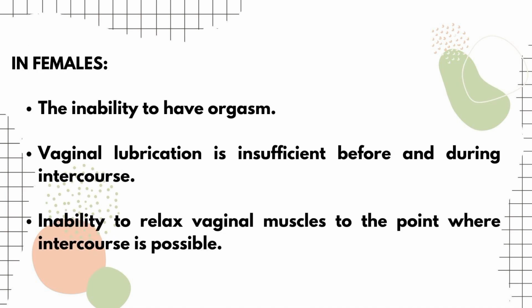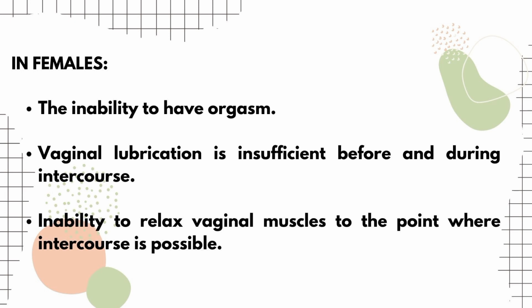In females, the inability to have orgasms is also called anorgasmia, which means the difficulty of having an orgasm after plenty of sexual stimulation. It results from stress, past sexual experience with a partner, and how you feel about your sexual activity.